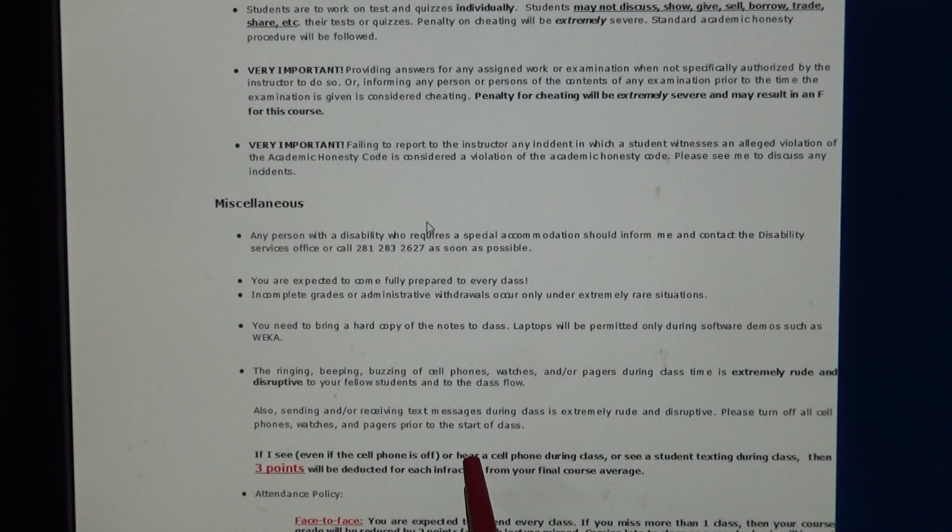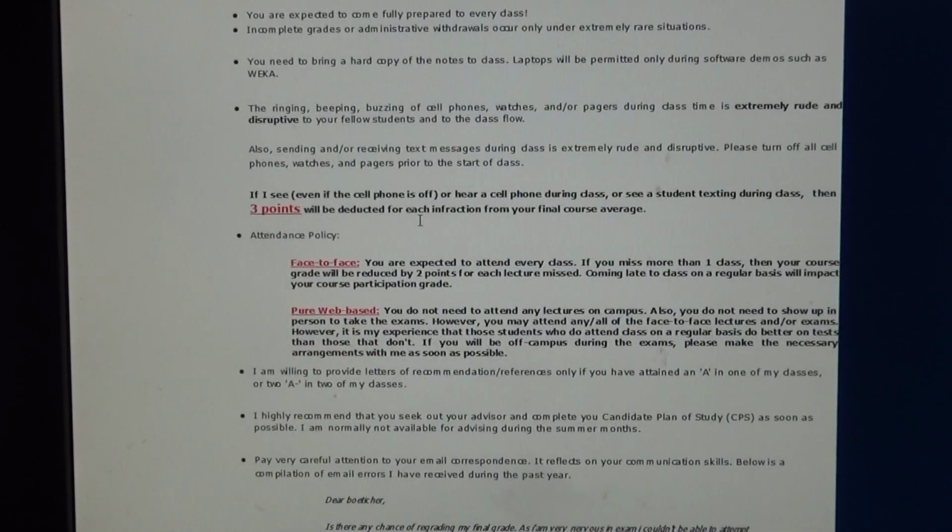And if there is an instance where a cell phone goes off during class or a student's texting, I will take 3 points off your final grade for each time it occurs. Now that can add up, and I've had one student lose 9 points because of that. So make sure you turn off your cell phones prior to class.